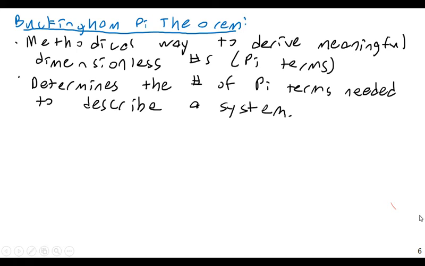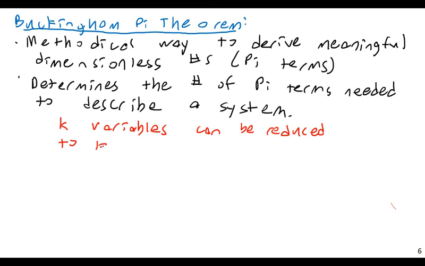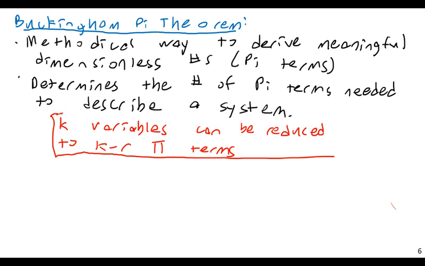Okay, interesting. So the rule here, how do you determine how many pi terms you need? Well, k variables can be reduced to k minus r pi terms. This is our guiding relationship here. k minus r pi terms. And I need to actually define what r is.